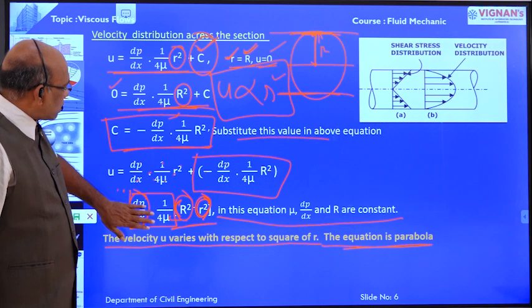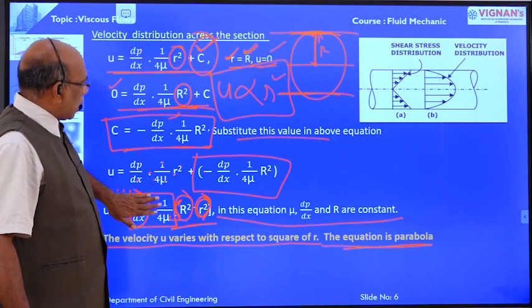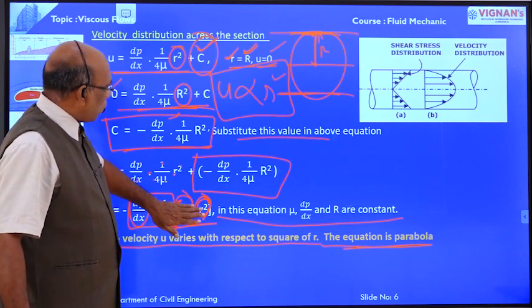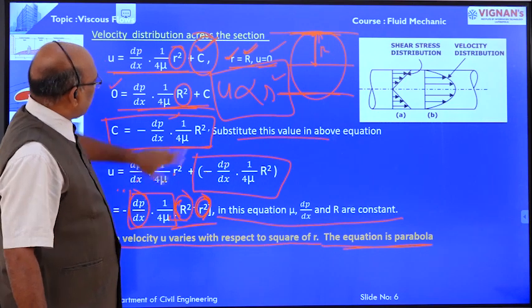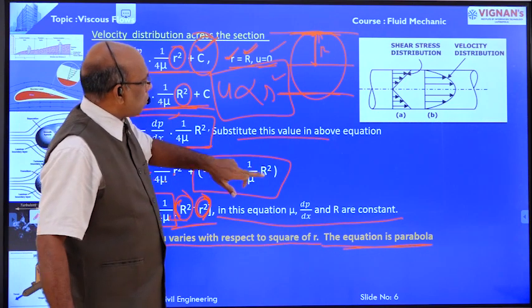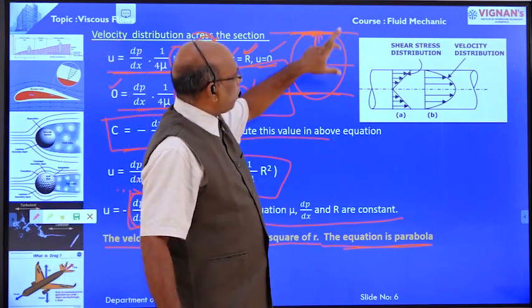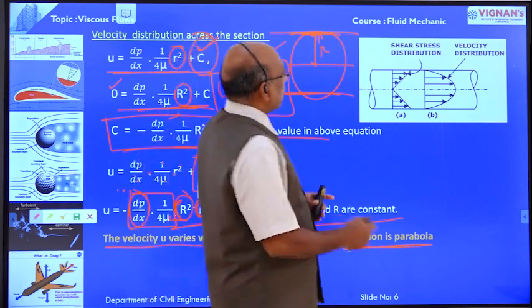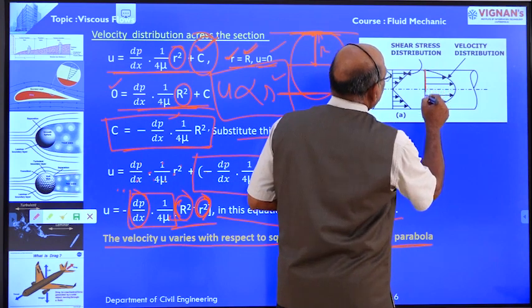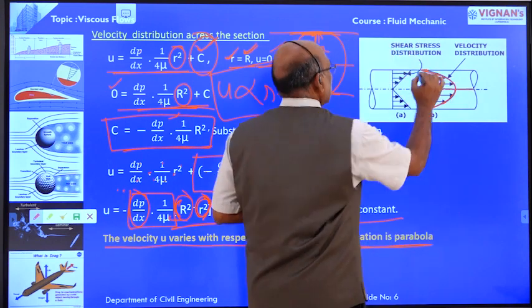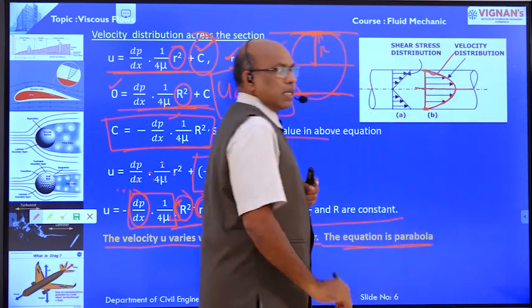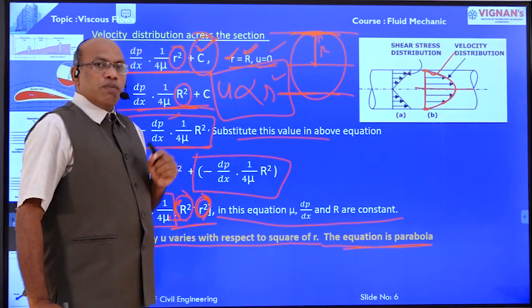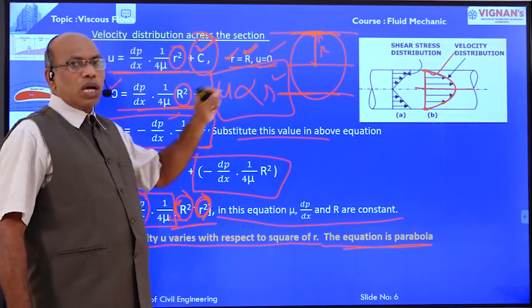In this equation, all parameters are constants across the section and only r is the variable. Therefore, velocity is directly proportional to r², and the equation of velocity distribution is a parabola. This is the velocity distribution diagram, with the center line of the pipeline, for viscous fluids flowing through the pipe.